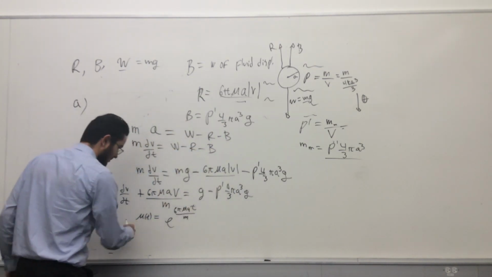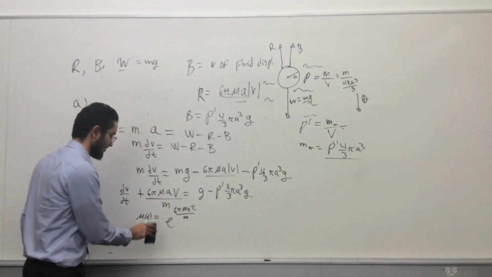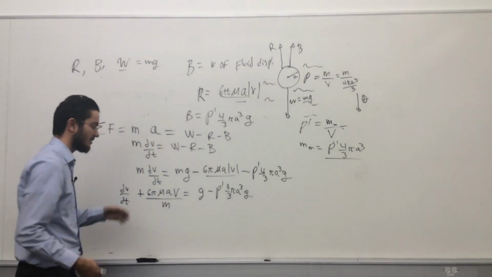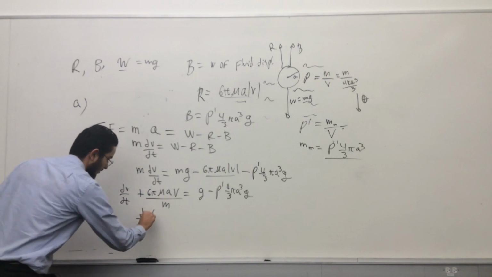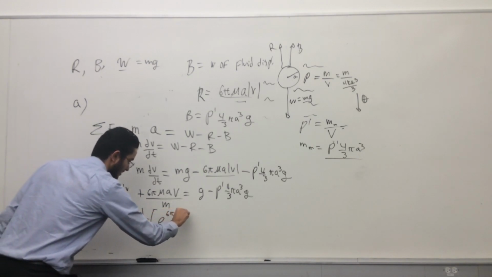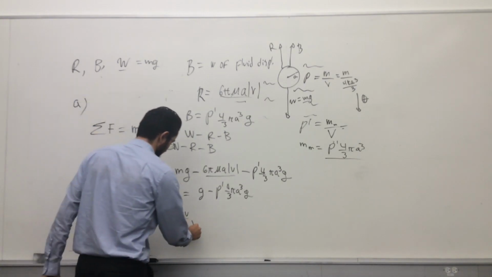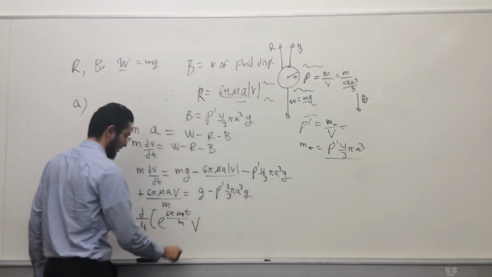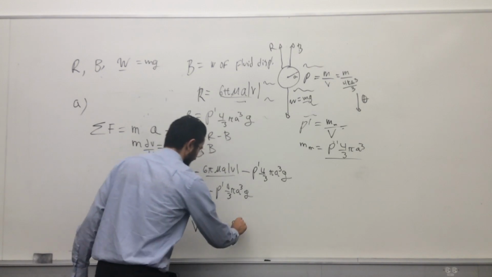So let's multiply everything by e to the power of 6 pi mu a times t divided by m. So that's our integrating factor. That means we're going to have something like this: d over dt of our integrating factor, e to the power of 6 pi mu a t divided by m, multiplied by the velocity. Sorry, this should be t. All of this is equal to our constant multiplied by the integrating factor.